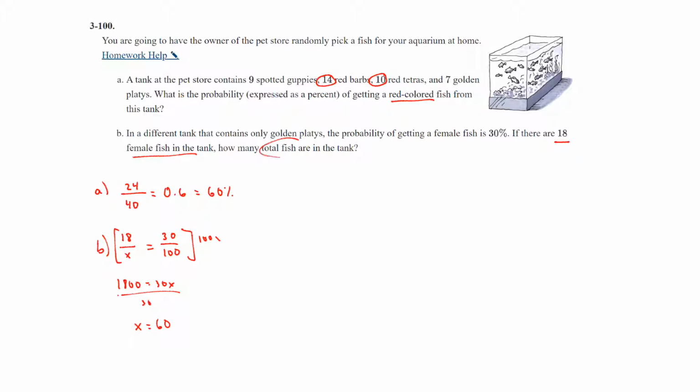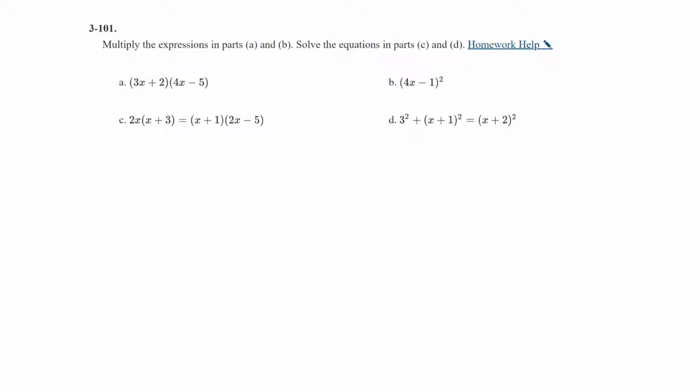So how many total fish do we have in the tank? We have 60 total fish. And if you're not sure about that answer, you can always go back and see that 30% of 60 is 18 as well. Question 101, multiply the expressions in part A and B, solve the equations in C and D.